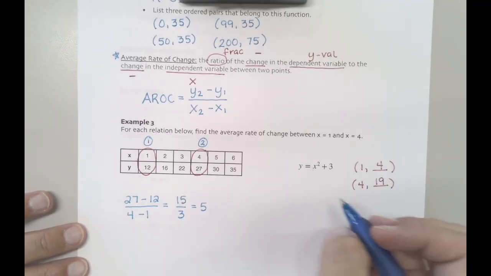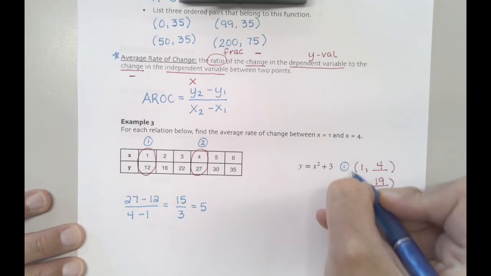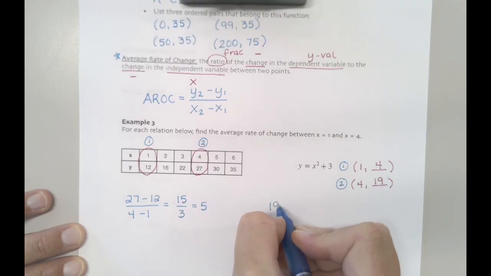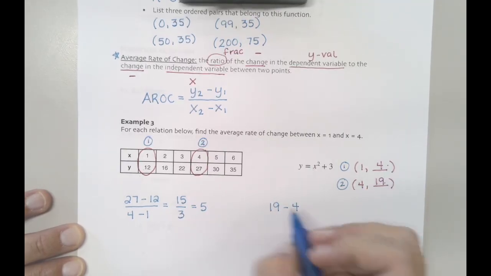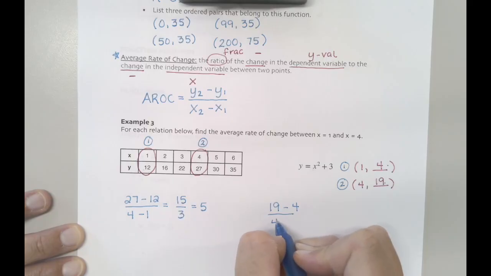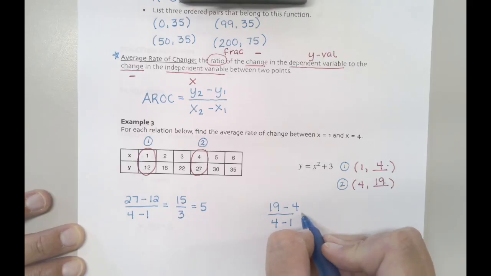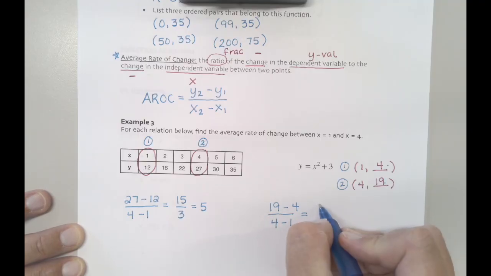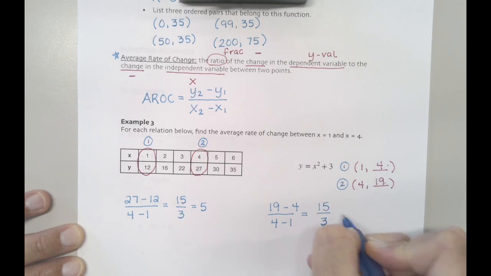And then I'm going to do y2 minus y1. So again, this is going to be my point 1, this is going to be my point 2. And so I'm going to go 19 minus 4, over 4 minus 1. I feel like this is magical. I don't think I meant for this to work out quite so nice. But 19 minus 4 is 15, and 4 minus 1 is 3. And once again, we have an average rate of change of 5.